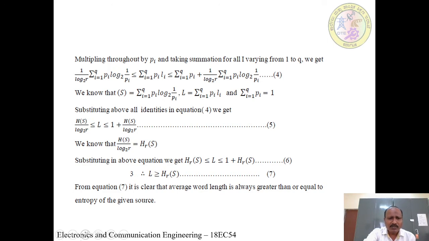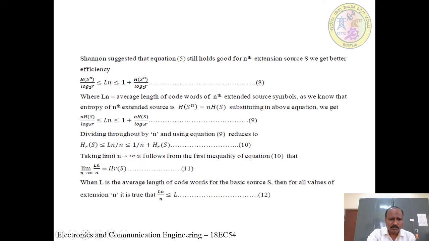Whatever length you have calculated, that is the average length, is always greater than or equal to the entropy of the given function. From equation 7, it is clear that the average word length is always greater than or equal to the entropy of the given source.